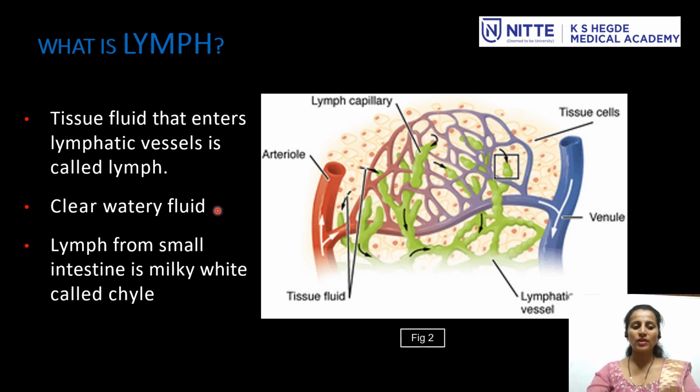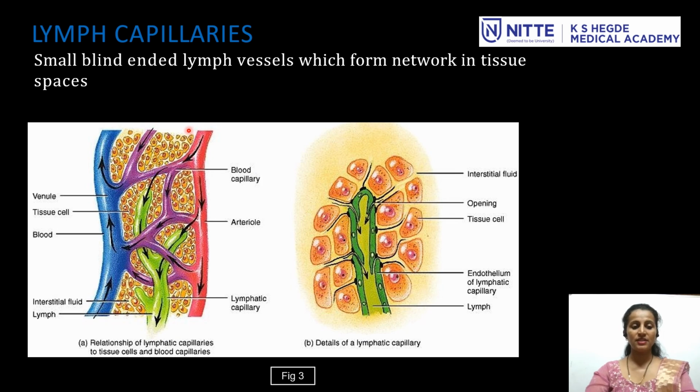Generally, it is clear watery fluid similar in composition to plasma, with the important exception of plasma proteins. However, the lymph from the small intestine is milky white and it's called the chyle, because it contains large droplets of fat absorbed from the small intestine. The lymph capillaries are microscopic, blind-ended lymph vessels that begin in the intercellular spaces. They form a vast network in the intercellular spaces of most of the tissues of the body.